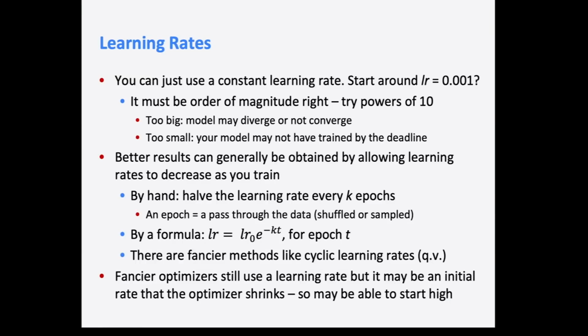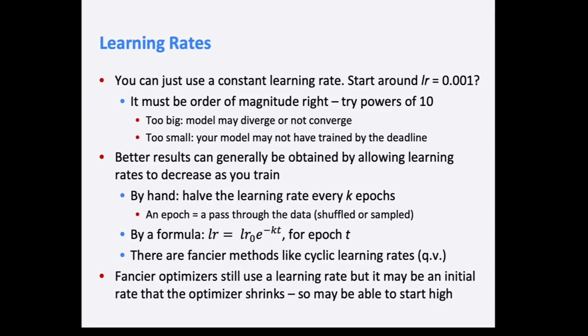So learning rates. Normally you have to choose a learning rate. One choice is just to have a constant learning rate. You pick a number, maybe 10 to the minus 3, and say that's my learning rate. You want your learning rate to be the right order of magnitude. If your learning rate is too big, your model might diverge or not converge, because it leaps you around by huge movements, and you completely miss the good parts of your function space. If your learning rate is too small, your model may not train by the assignment deadline, and then you'll be unhappy.